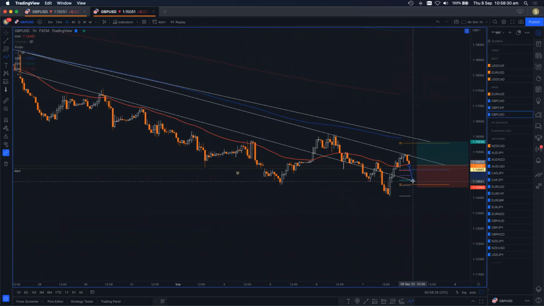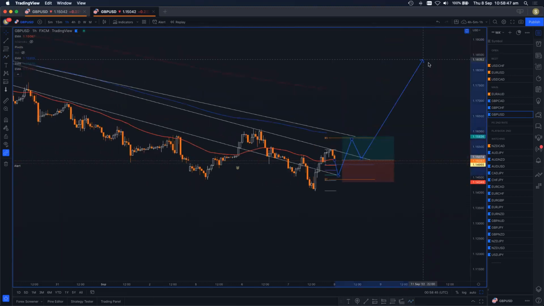Maybe it goes from here to here, breaks up here, pulls back to here where the 1 hour 50 will be, and then we might get a decent run up to here, up to the daily 20 or the daily 50. Won't be quite as steep as that, of course. I'm running out of room. You get the idea.